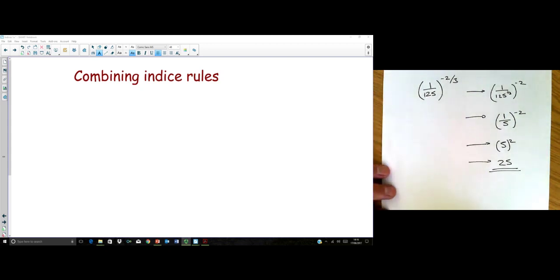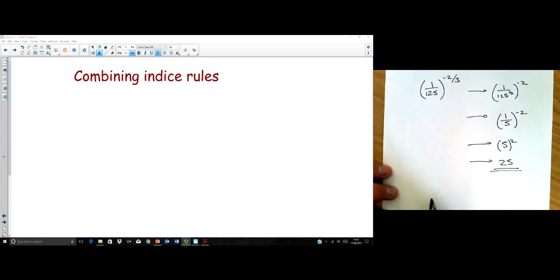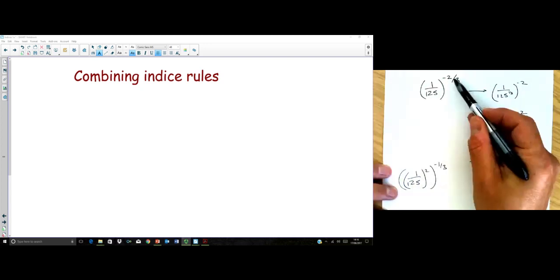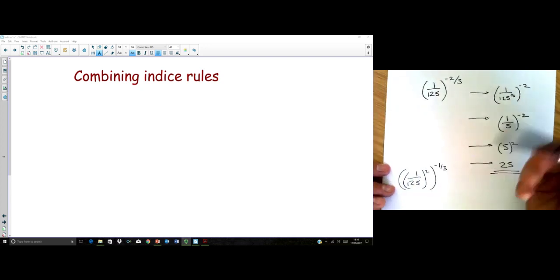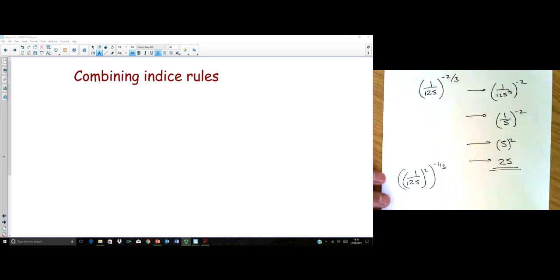Now, sometimes you may not see it written like this. This original question could have been written as 1 over 125 squared, raised to the minus 1/3. You know from our rules of indices that you just multiply these powers together to get this original power up here. Be aware of all these things. They're not here to trick you, they're just here to test your knowledge of indices.